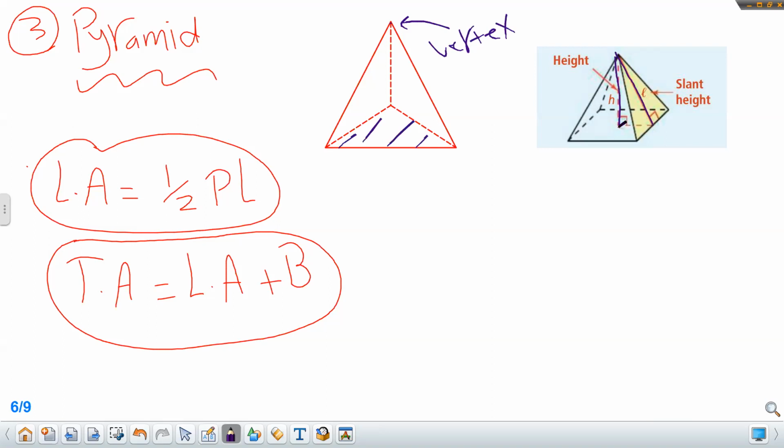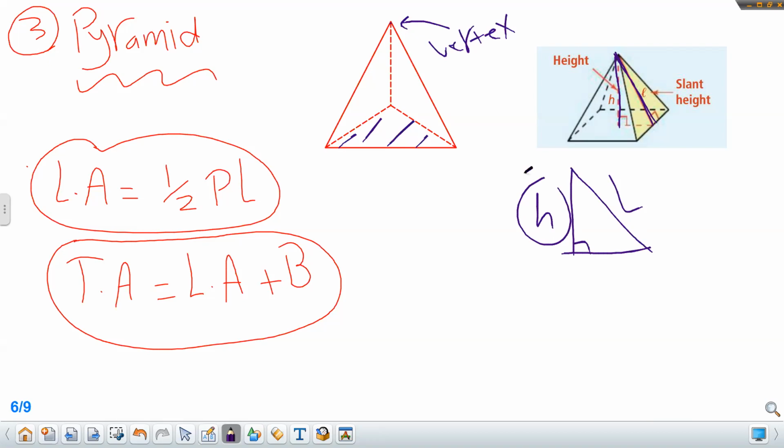But height in any side face is called slant height, which is L. So you have two heights. One of them is the height of the pyramid, which is perpendicular to the geometric center of the pyramid, and slant height, which is perpendicular to one of the side faces. If you form it by them, there will be a right angle triangle between slant height and height, L and H.